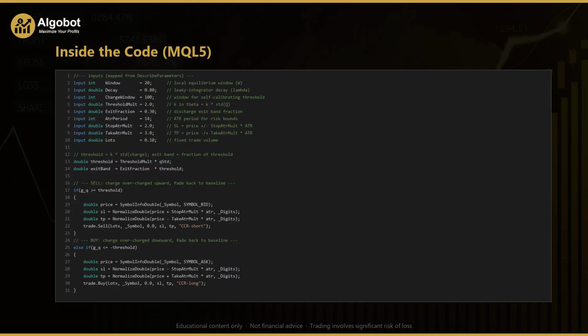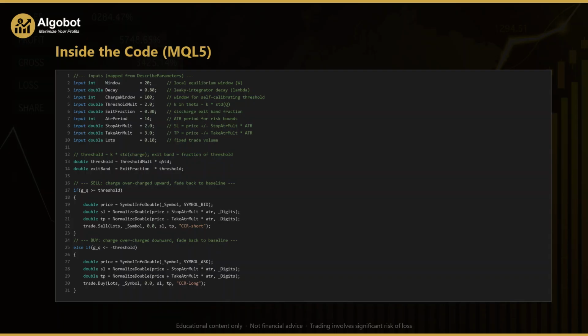Let's read through the core of the MetaQuotes code, just as you'd see it in MetaEditor. At the top are the input parameters. Window sets the equilibrium averaging length at 20. Decay is the leaky-integrator factor at 0.8, controlling how quickly old charge fades. Charge window, 100, is the look-back for the self-calibrating threshold, and threshold multiple, 2, scales that threshold. Exit fraction, 0.3, defines the discharge band for exits. ATR period, stop ATR multiple, and take ATR multiple govern the volatility-based risk bounds, and lots sets the fixed trade volume.